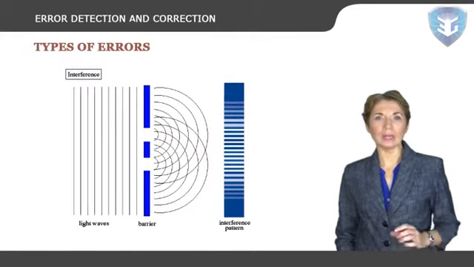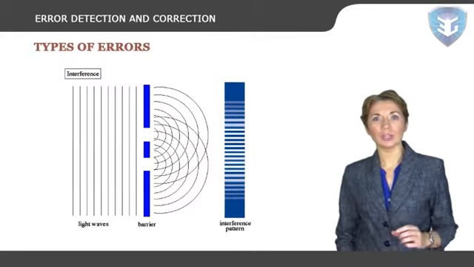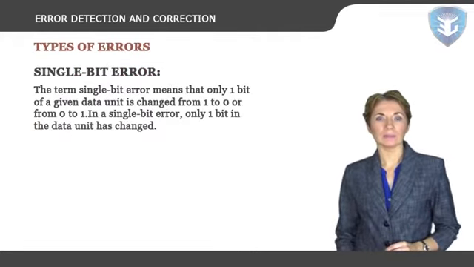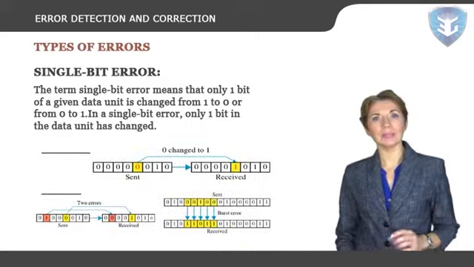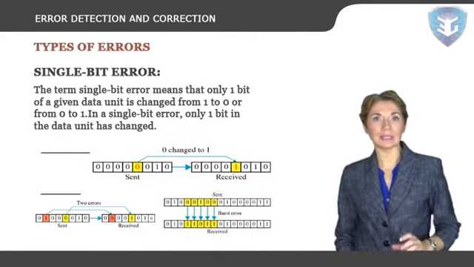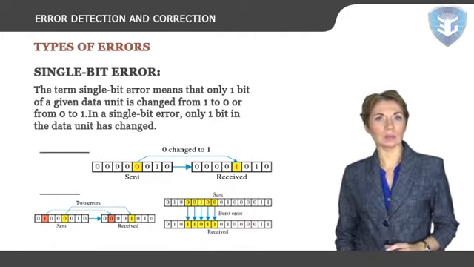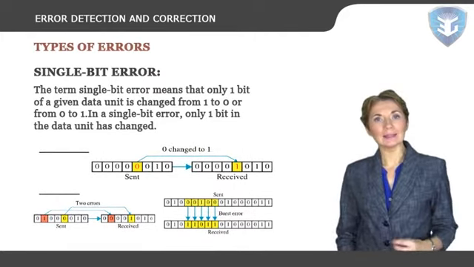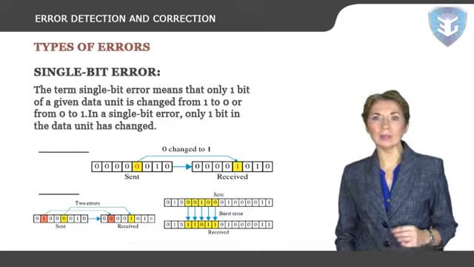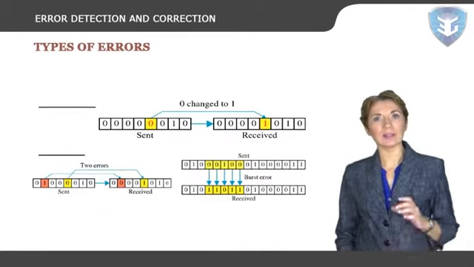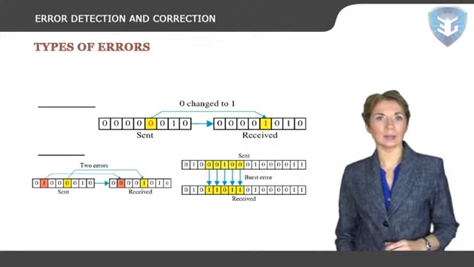In a single bit error, a 1 is changed to 0. Single bit error: the term single bit error means that only one bit of a given data unit is changed from 1 to 0 or from 0 to 1. In a single bit error, only one bit in the data unit has changed. It shows the effect of a single bit error on a data unit.